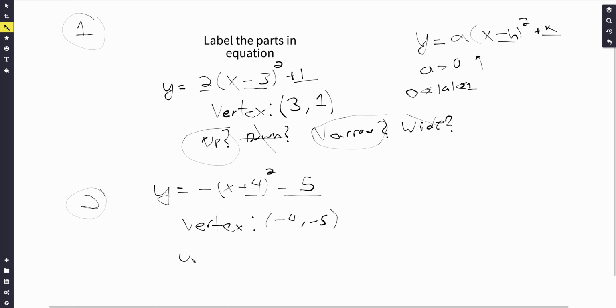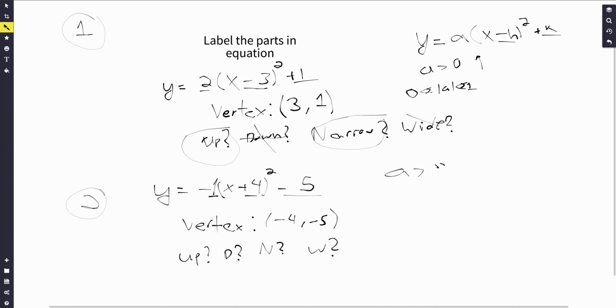Now let's find if it opens up, down, narrow or wide. I'm just going to do shortcuts. Okay. So we see there's no a value, but actually there is. There's always a 1 right here. If you don't see an a value, it always implies there's a 1. So remember that. But it's a negative 1 in this case.